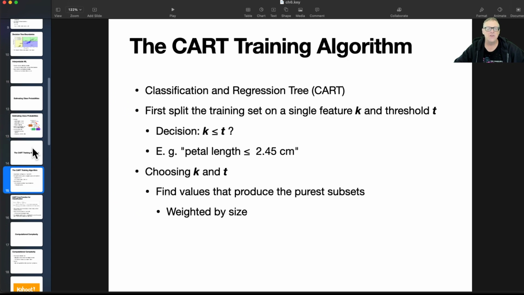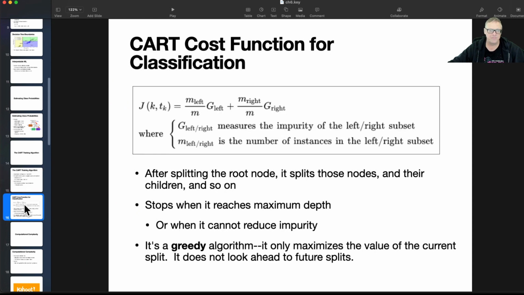So they call this the CART training algorithm, classification and regression tree. You split the training set on a single feature with a threshold, like we did here, and then you find the values that produce the purest subsets, weighted by size. So you try to find the split that will most efficiently create 2 more pure nodes.